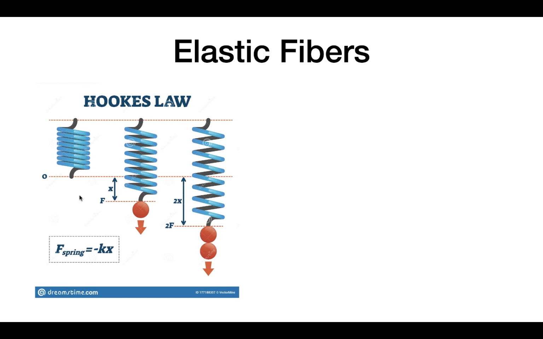Now, we can describe springs by using Hooke's law. Hooke's law basically describes how much force you need to apply to increase or decrease the length of a spring. So F in this equation is the force on the spring, K is the spring constant, and X is the displacement of the spring. So we can see here that the displacement is the difference between the new length and the equilibrium position.